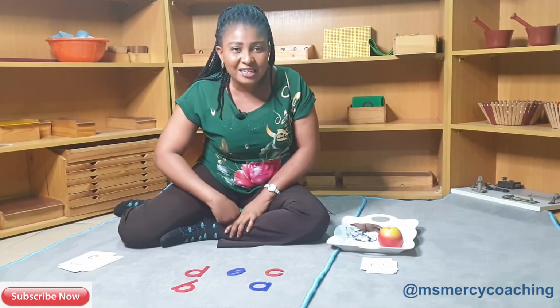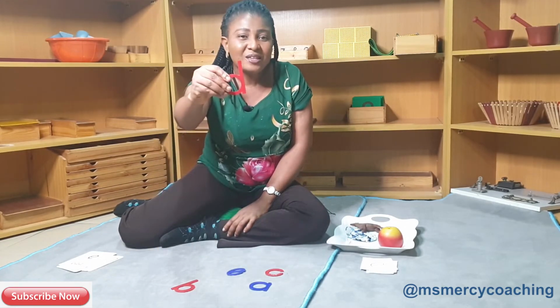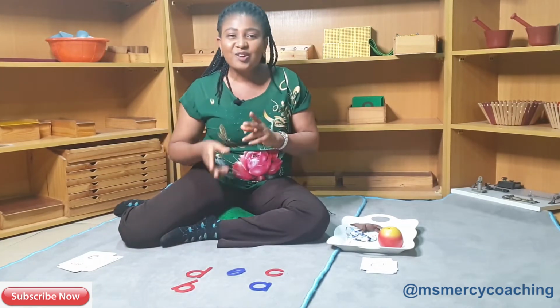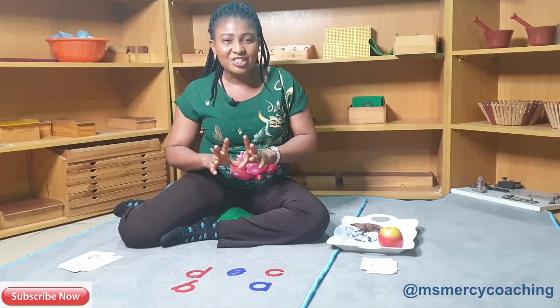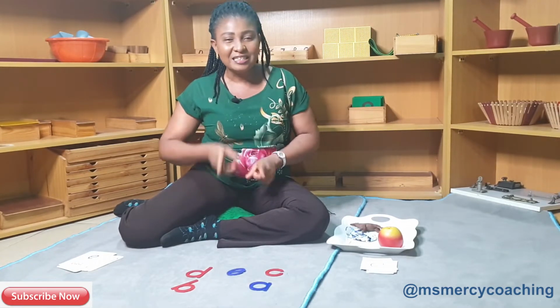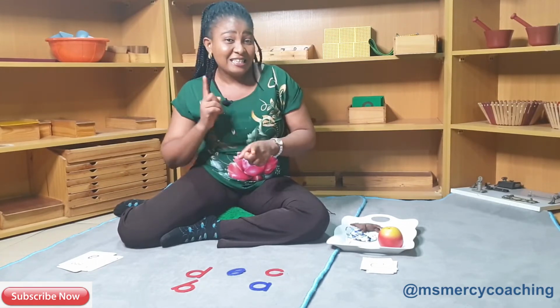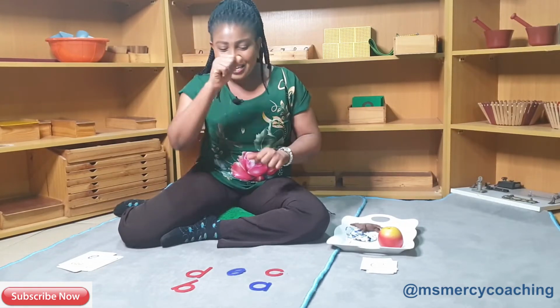The next sound is D. What's the action for the sound D? The action revolves around one who is beating a drum. So can we beat a drum? Action for D, D. Can I see it? D.